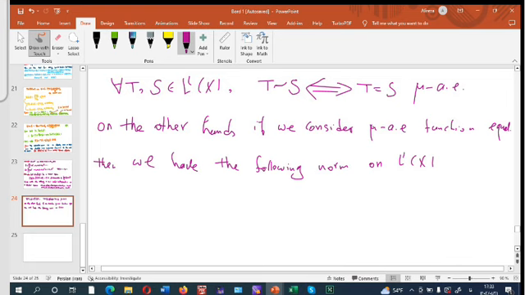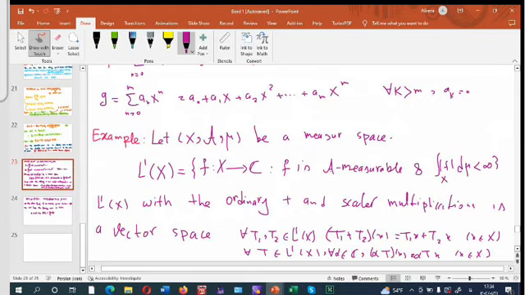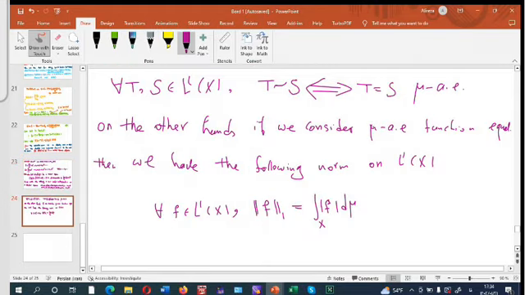This norm, for any T in L1 of X, or for any f in L1 of X, defines this norm, the L1 norm. Okay, because we assume that this is finite, a real number. Okay, this is a real number. Okay, this is finite. It is trivial that this is a norm function.